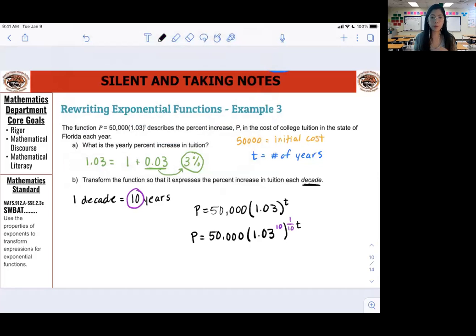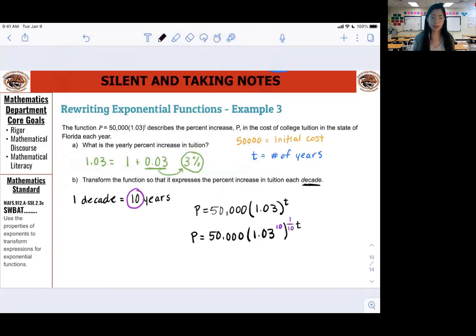Because 10 times 1/10 is just 1. So if I plug in a whole number on the inside, my fraction goes on the outside. If I plug in a fraction on my inside, the whole number goes on the outside. It just depends on which direction you're going.